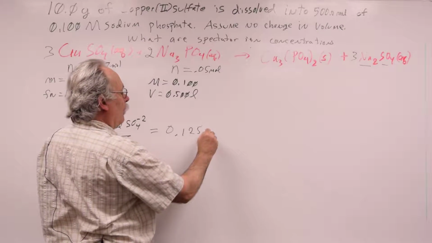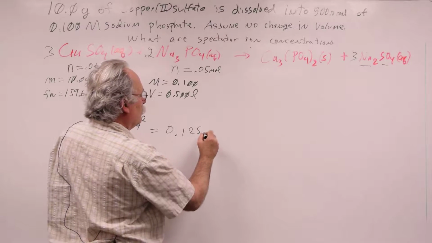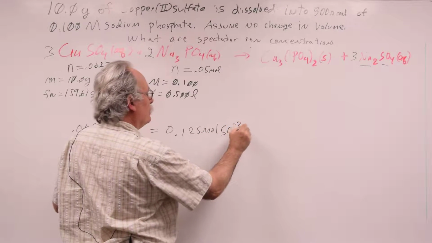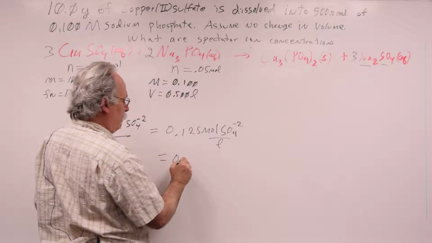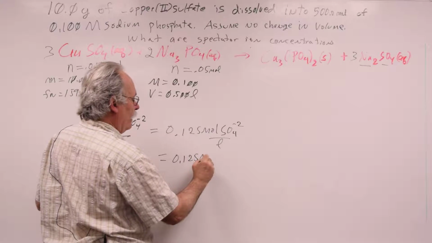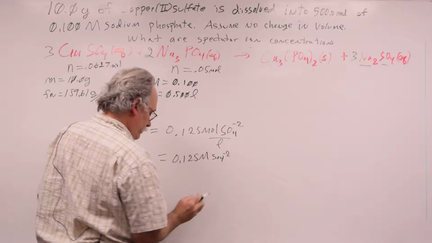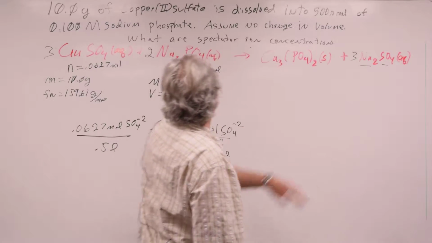And this is moles. Let me use the same color here. Moles SO4 minus 2 per liter, which we write in the abbreviated form as 0.125 molar SO4 minus 2. Now, we're going to look at the other reagent, the sodium.